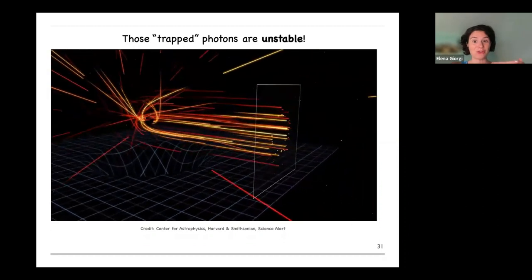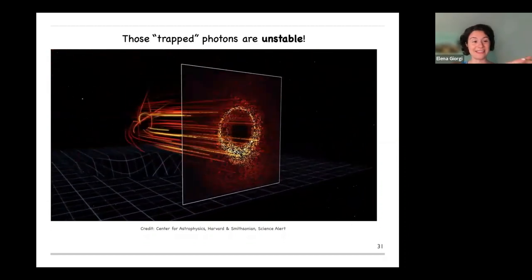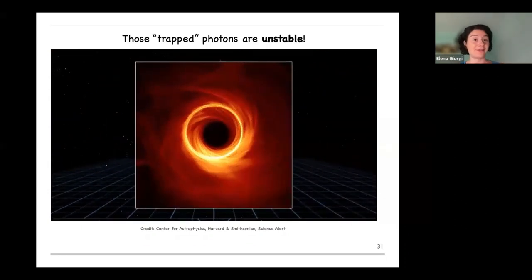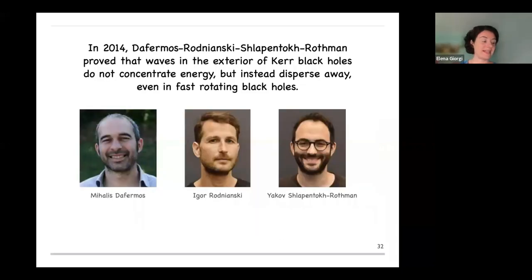And moreover, the photons which rotate around the black hole at the photosphere and then dissipate away, as you can see here, are precisely the photons that travel the long distance and reach the Event Horizon Telescope, and they make the luminous ring outside the black hole that we see in that image. And so this property of the unstable, trapped photosphere is just one of many properties of the Kerr black hole that were used by Dafermos, Rodnianski, and Shlapentokh-Rothman in 2014 to prove that waves outside the Kerr black hole do not concentrate energy, but indeed disperse away, even in fast rotating black holes.